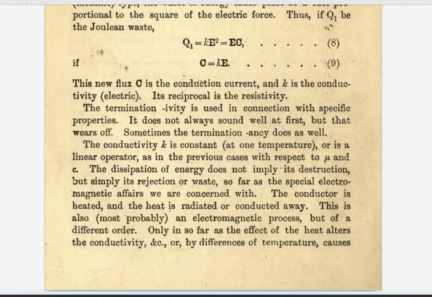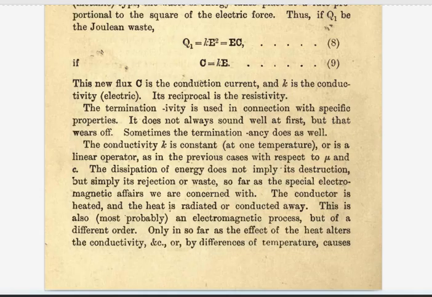The termination, ivity, is used in connection with specific properties. It does not always sound well at first, but that wears off. Sometimes the termination, ance, does as well. The conductivity K is constant, or is a linear operator, as in the previous cases with respect to mu and epsilon. The dissipation of energy does not imply its destruction, but simply its rejection or waste, so far as the special electromagnetic affairs we are concerned with.